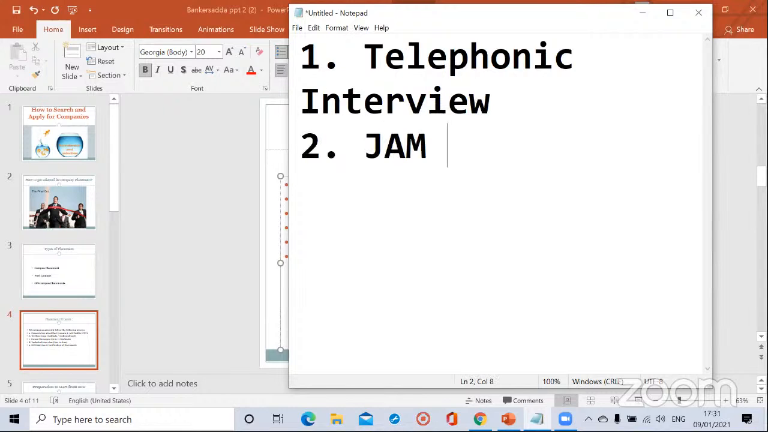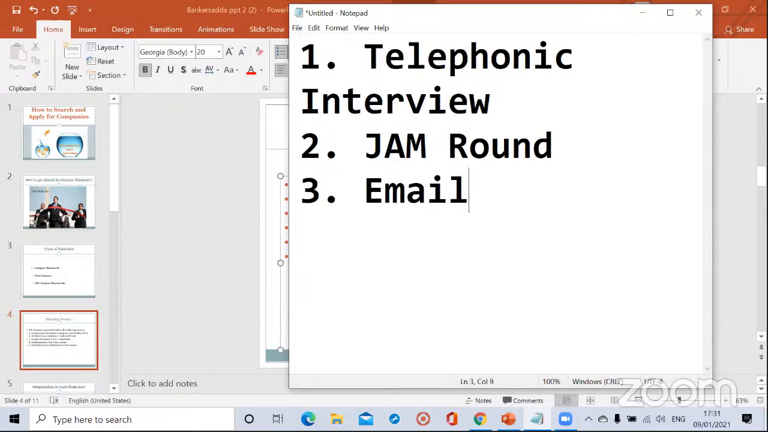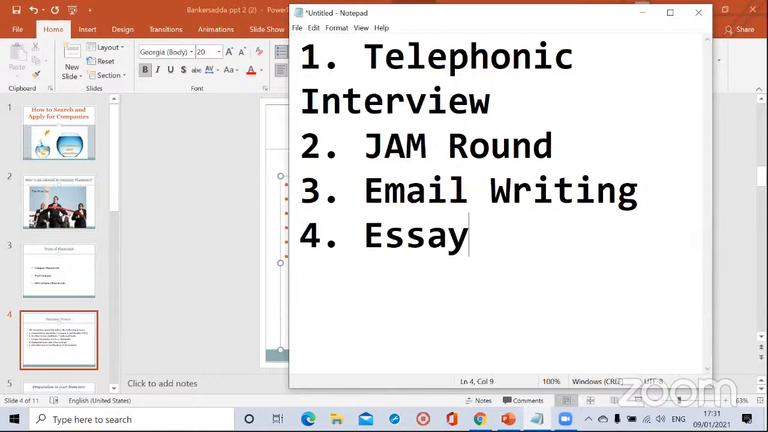Second is the jam session, also called the just a minute round, where you will be given one topic and you have to talk for 1 minute in front of everyone. So this round can also come into action. Third can be email writing. Fourth can be essay writing. These additional rounds can come into action depending on the company, the salary, and the profile. So you can also prepare based on the company.